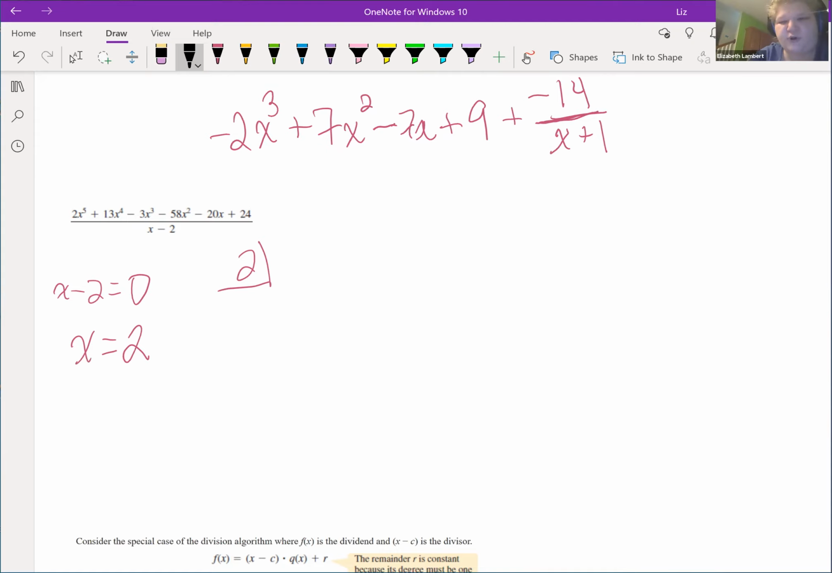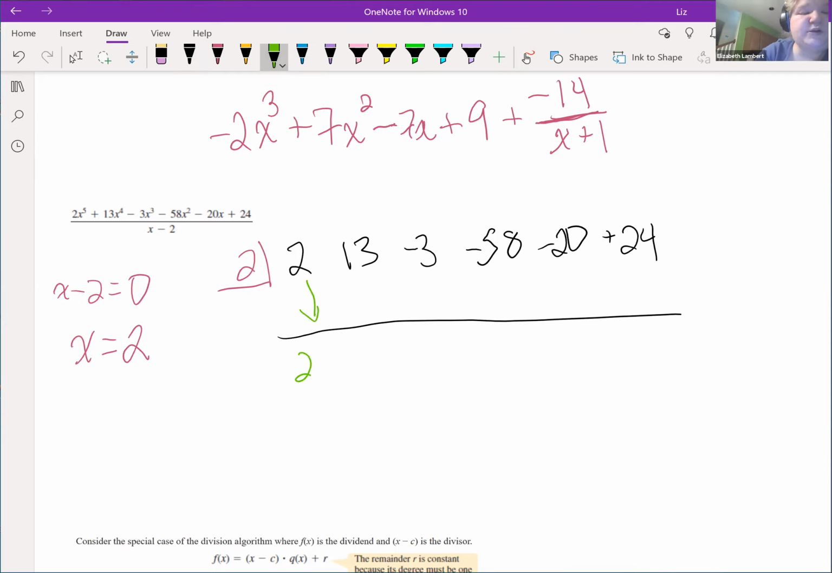Sometimes the book does this for you. I wouldn't expect it to. Most of the time it does not. It's trying to trip you up, being jerks. So just be aware that's the trick, if you will, to the problem. So we can just copy these coefficients down in order: 2, 13, -3, a huge -58, then a -20, and a +24. Not that we needed the plus, but I'm going to leave it.